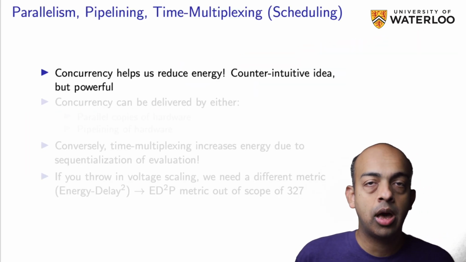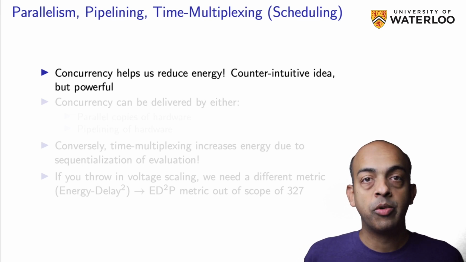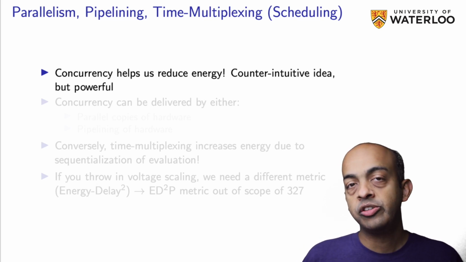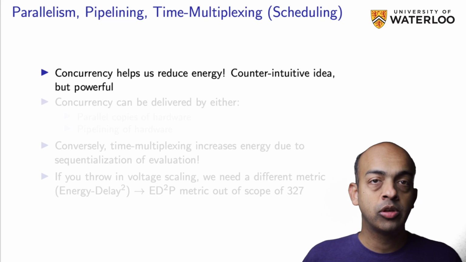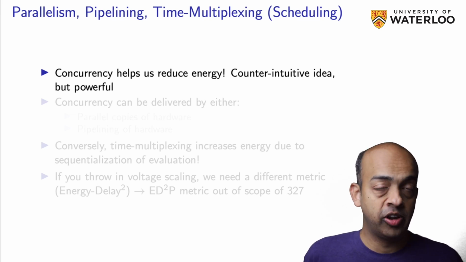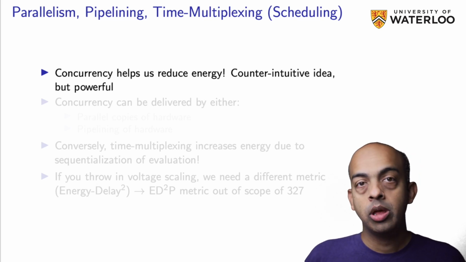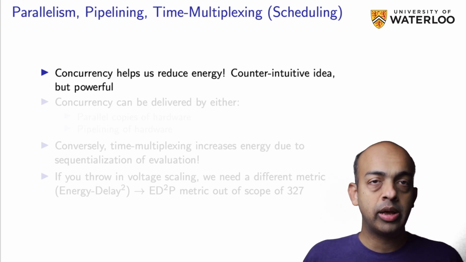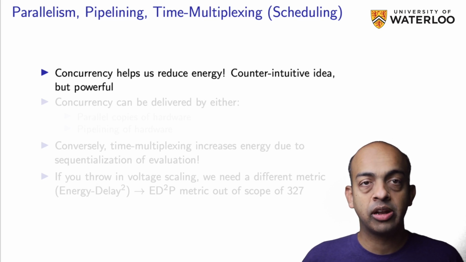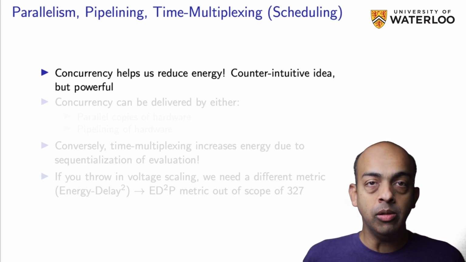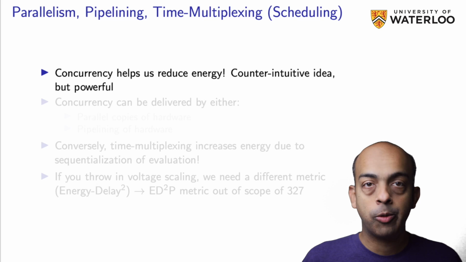So now let's see how you can perform some energy trade-offs, energy-power trade-offs, using more than just voltage and frequency in your toolbox. You can use parallelism, you can use pipelining and time multiplexing, right? The main counterintuitive idea that you need to get in your head is that running things in parallel can reduce energy, and we will see how, right?